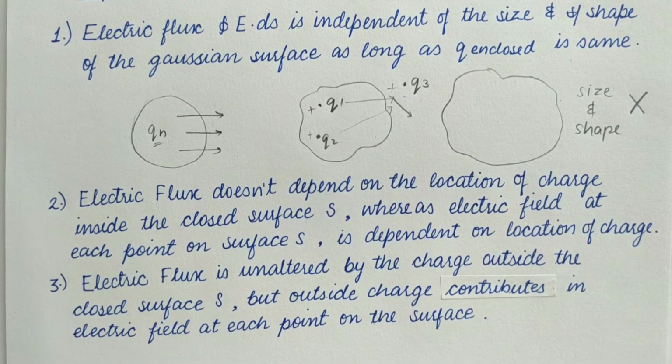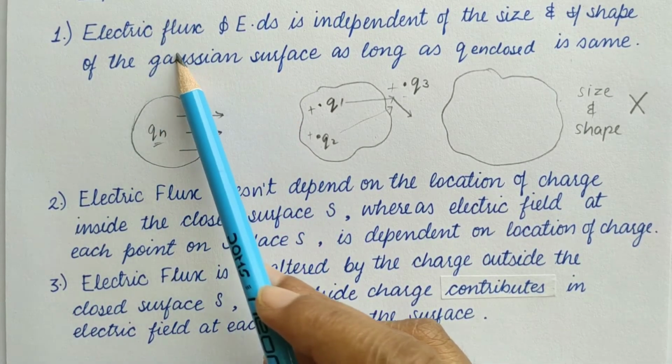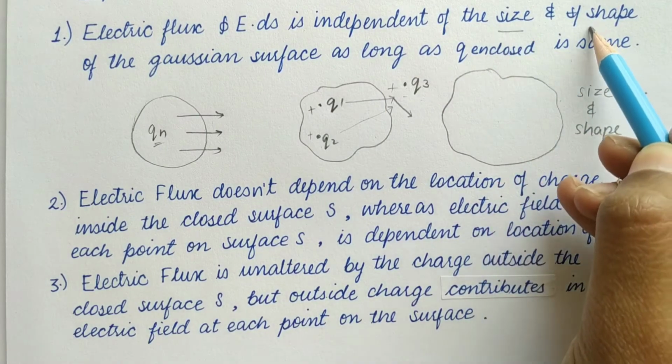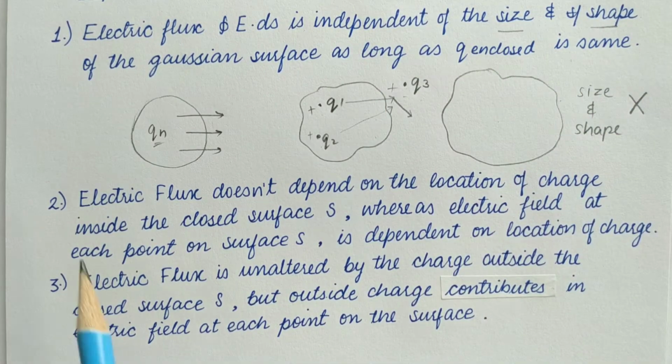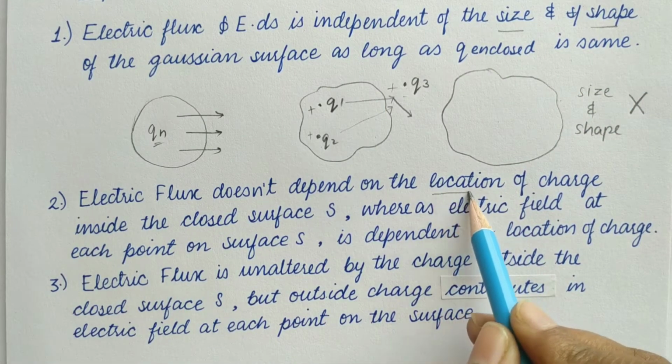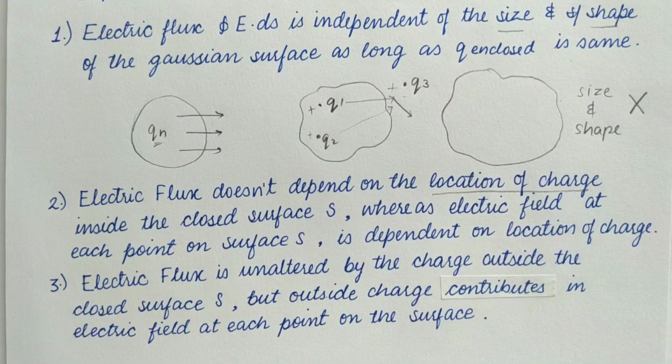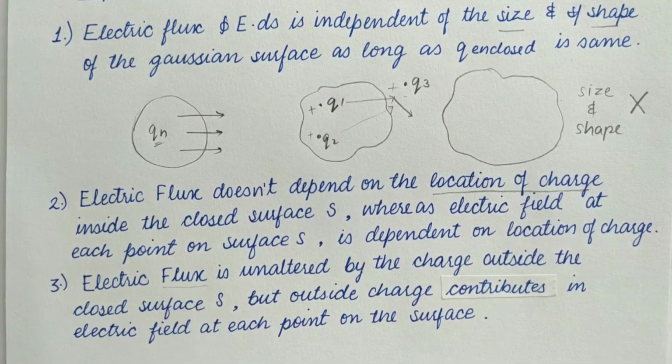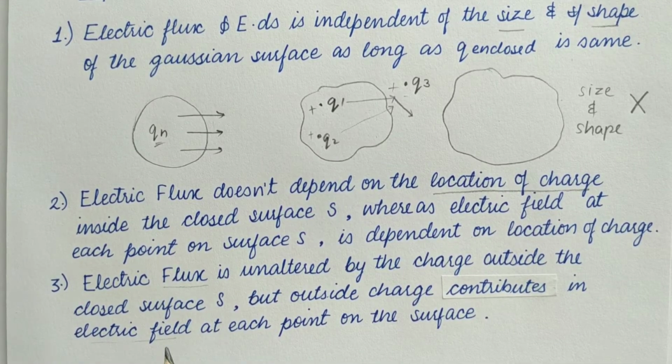So the 3 points that we saw are: number 1, electric flux is independent of the size and shape. Number 2, electric flux doesn't depend on the location of the charge. And number 3, outside charge will not affect the flux, but it will affect the electric field. Now, before moving to its proof, we first need to understand the concept of solid angle for our ease. So, let's first understand it physically with an example.